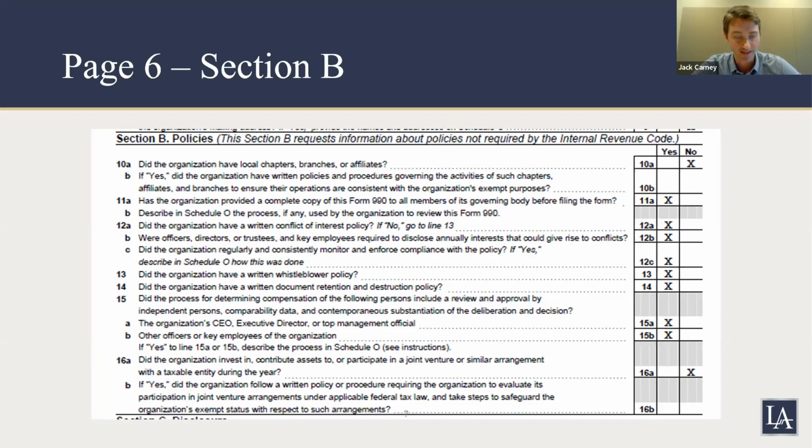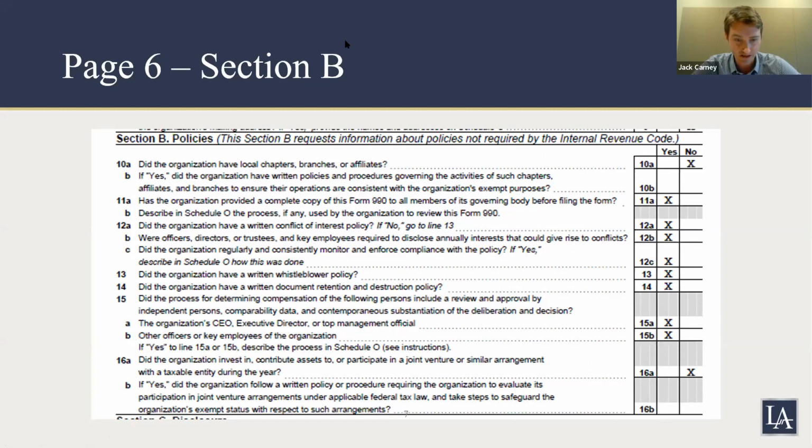So starting with number 11, has the organization provided a complete copy of this form to all members of its governing body before filing the form? Number 12, did the organization have a written conflict of interest policy? Did the organization have a written whistleblower policy? Did the organization have a written document retention and destruction policy? Did the process of determining compensation of the following persons include a review and approval by independent persons, comparable data, and contemporaneous substantiation of the deliberation and decision?